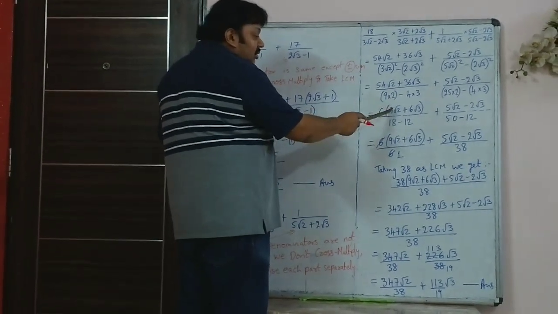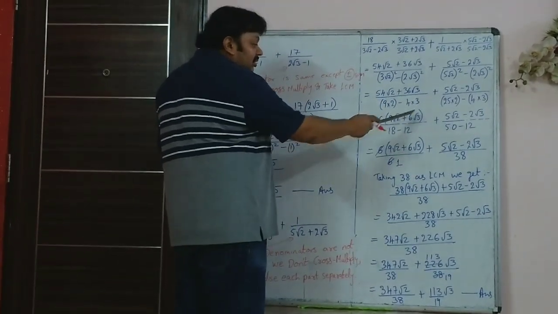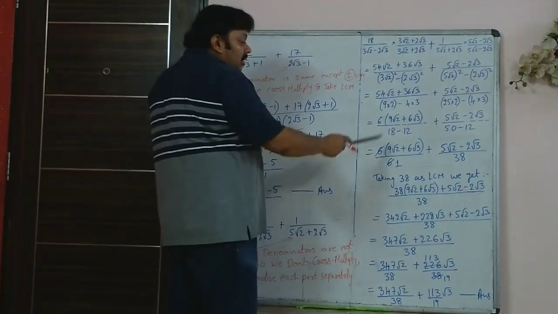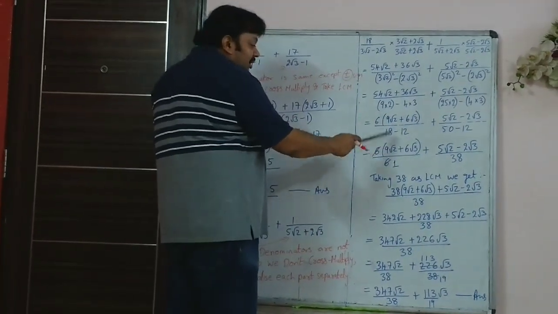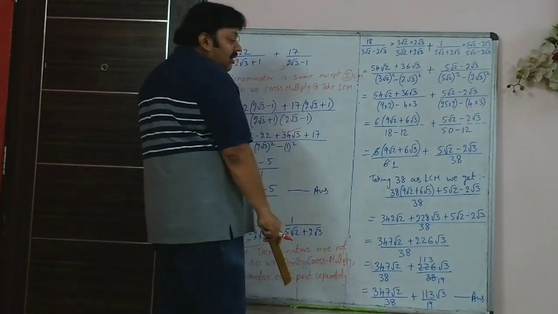So 6 into 9 is 54 and 6 into 6 is 36. So inside the bracket you have 9 root 2 and 6 root 3. So this 6 and 6 get cut, and you are left with 9 root 2 plus 6 root 3 upon 1.